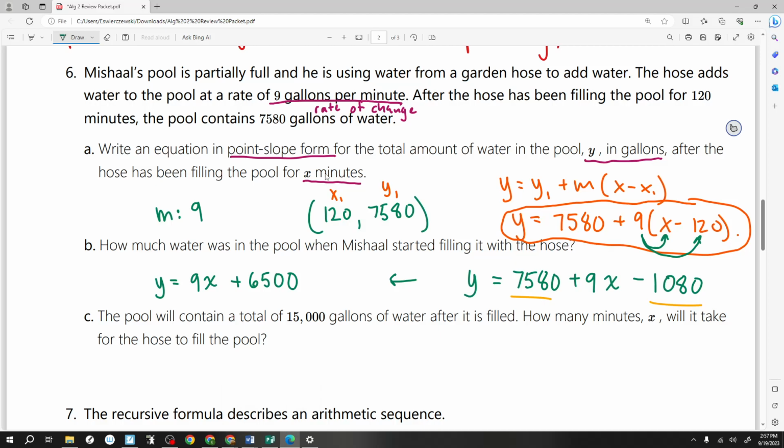So if this is the y-intercept, there were 6,500 gallons when he started. We're going to skip C. We're not going to have a problem like that on the test.